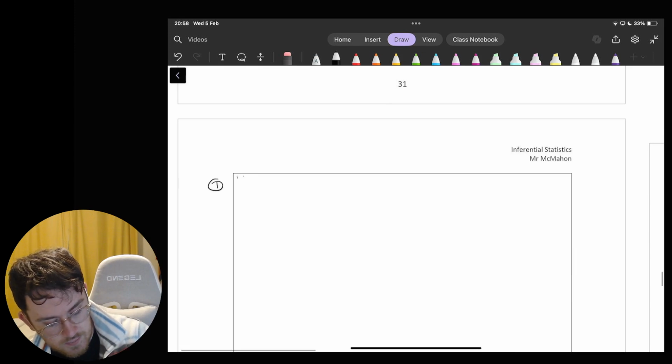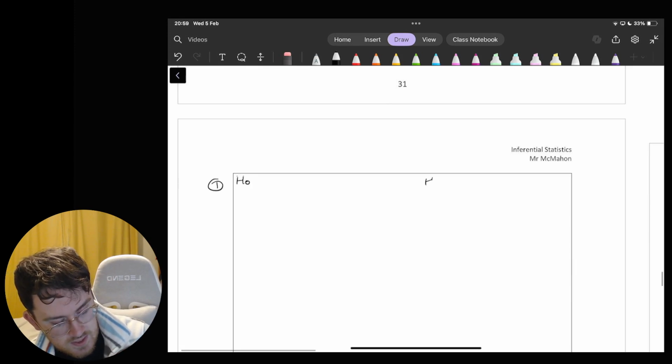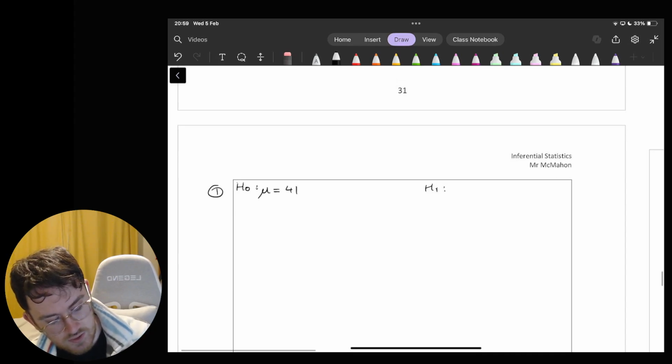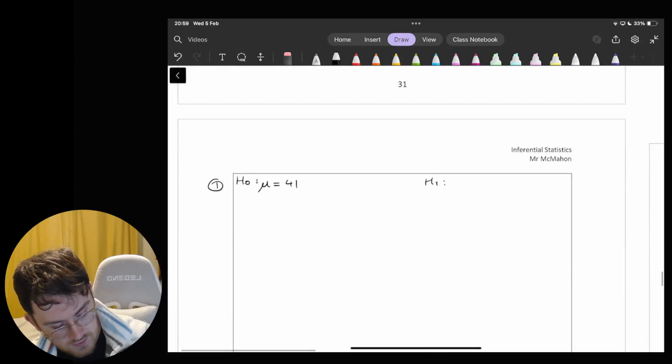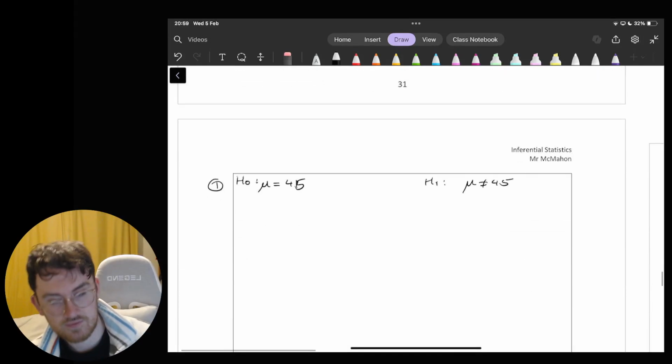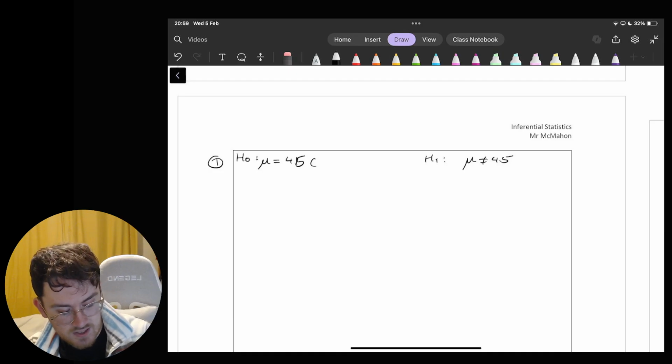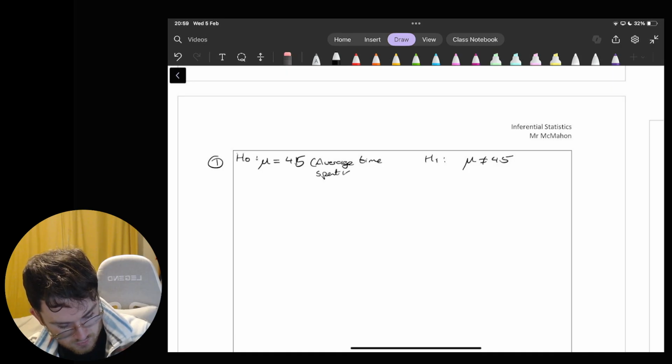Okay, so let's fill in some of these values now into our hypothesis test for the first step here. So hypothesis test, first step is always list your hypotheses. First step is that we list a value for the mean, which was 45, excuse me, not 41. And the alternative, of course, is that it is not 45. Okay, so the average time spent is 45. You can elaborate if you want here as well. Average time spent is 45 minutes.